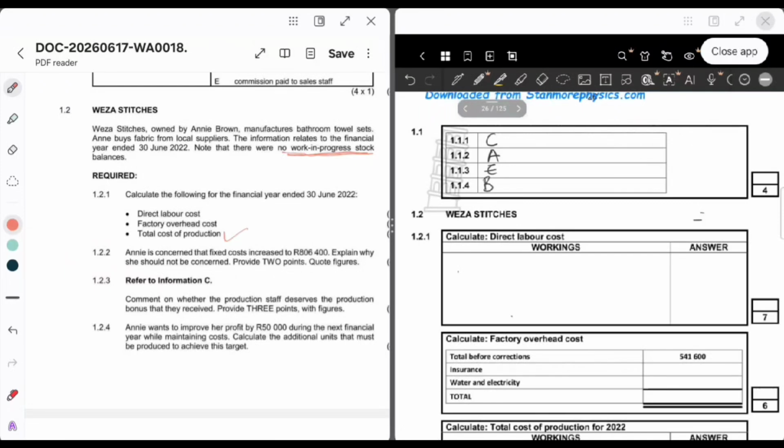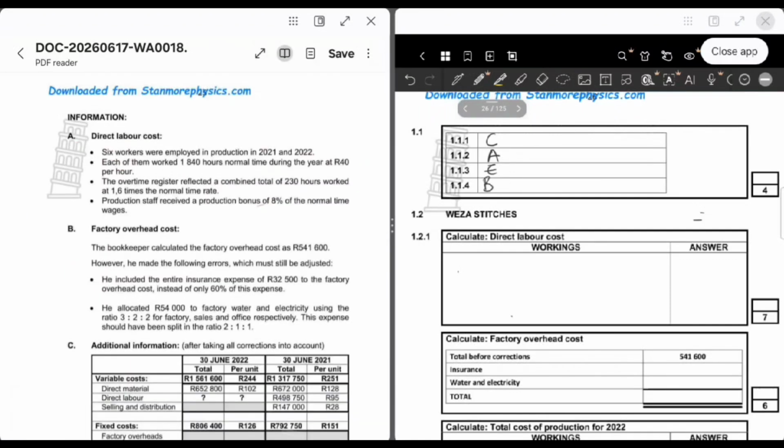You also need to note that if our financial year end is 30 June 2022, it means that the year started on the 1st of July 2021. It's very important for you to note this for your expenses. Then now, you are required on question 1.2.1 to calculate the following for the financial year ended 30 June 2022. The first one is the direct labor cost. According to the information A, we have direct labor cost.